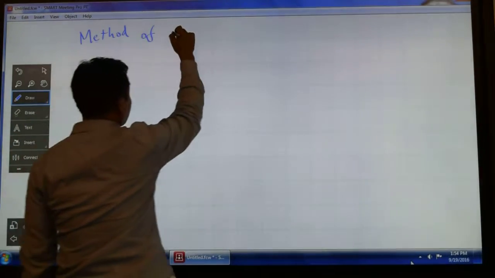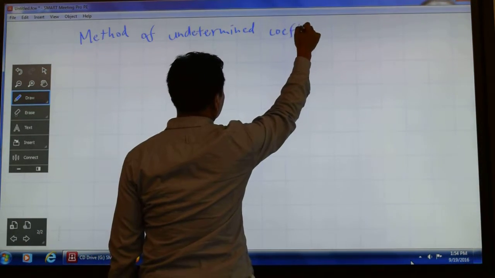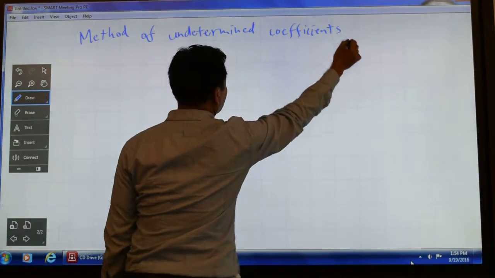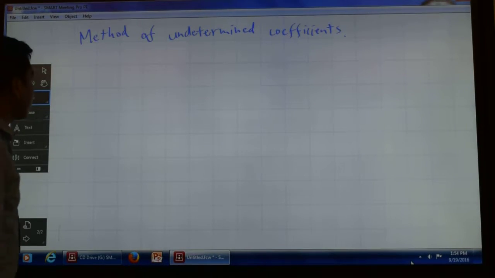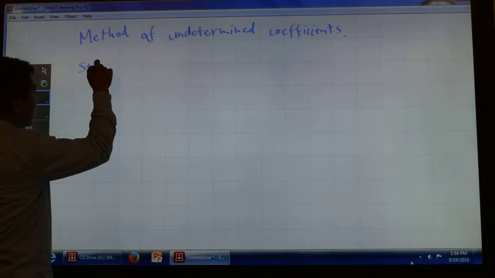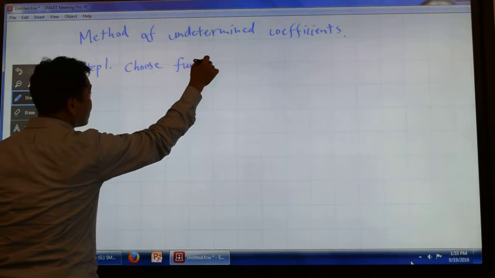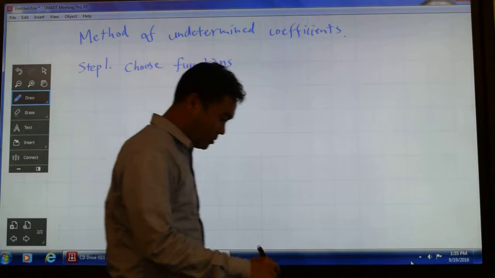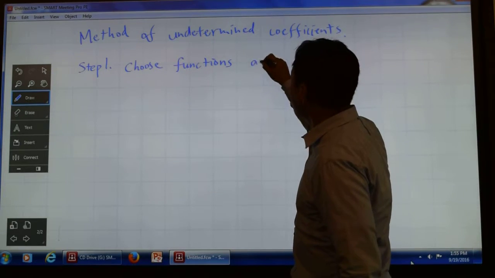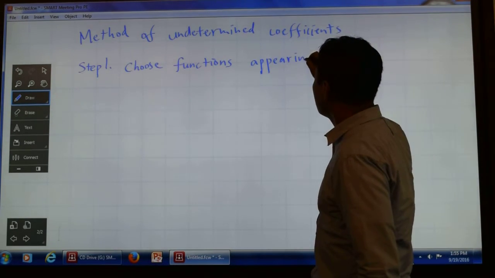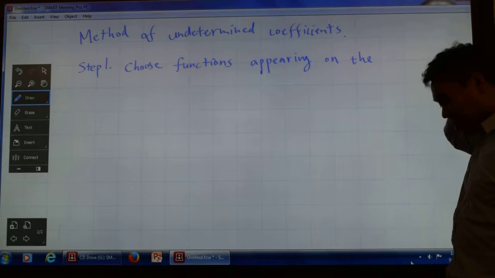Method of undetermined coefficients. So step 1, choose functions appearing on the non-homogeneous side.